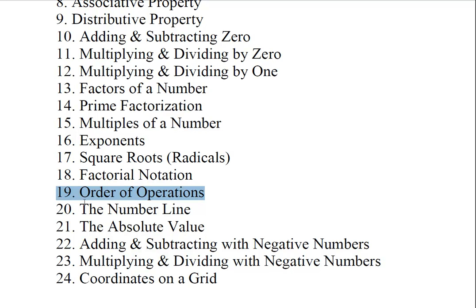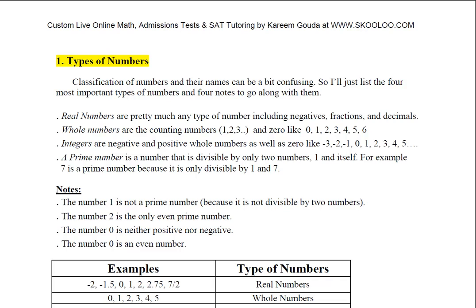Order of operations, very, very important. The number line, absolute value, adding and subtracting with negative numbers, multiplying and dividing with negative numbers, then finally coordinates on a grid. Now, since this is all very basic, we're going to go over these points really quickly. We're not going to waste a lot of time here.